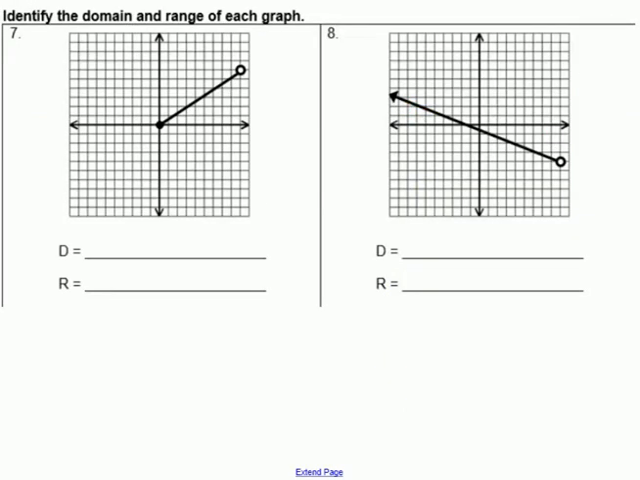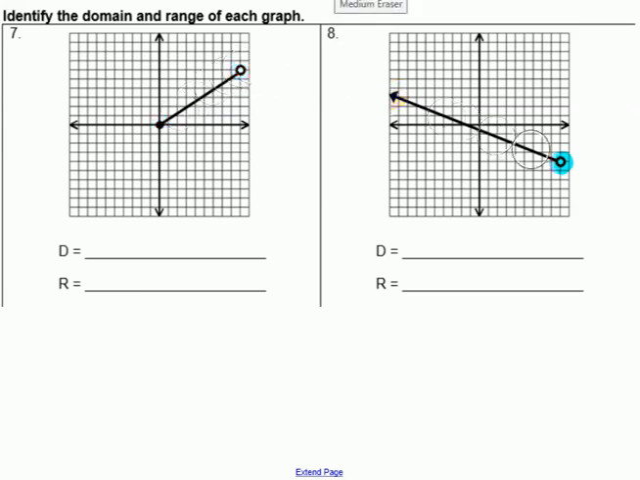In numbers 7 and 8, we're asked to identify the domain and range of each graph. And you'll notice our graphs on numbers 7 and 8 are very different. On number 7, we have a line segment, and I know it's a line segment because it has 2 distinct endpoints. But on number 8, we have a shape that we call a ray because it only has one endpoint, and on the other end there's an arrow, which means that it keeps going on in that direction forever. Okay, so the process for finding domain and range on each of these is going to look a little different.